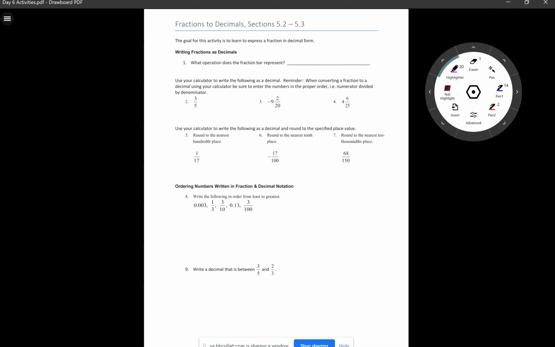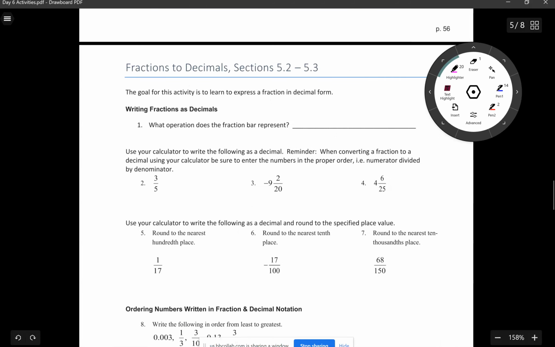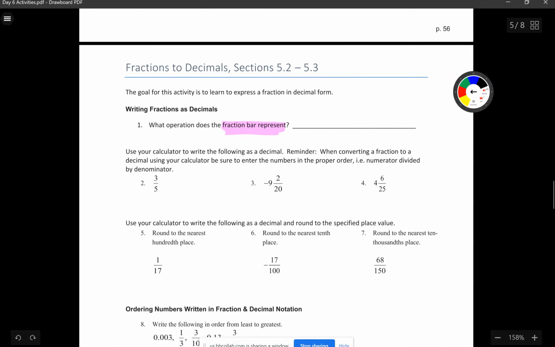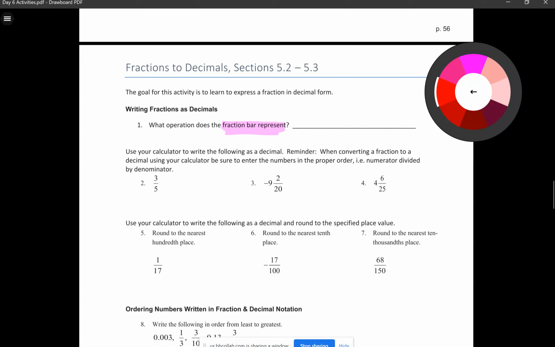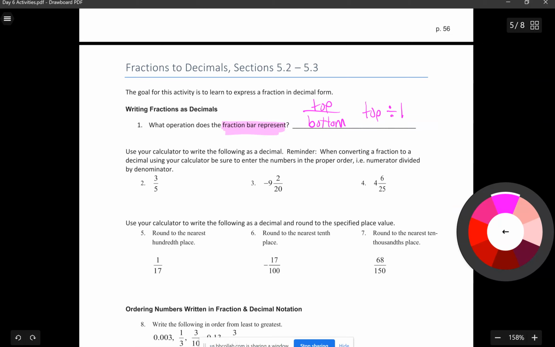So you have to remind yourself, what operation does the fraction mean? It represents division. So when you have a top number over a bottom number, you can put that in your calculator as top divided by bottom. So if you're being asked to change a proper fraction into a decimal, you literally just do 3 divided by 5 on your calculator.